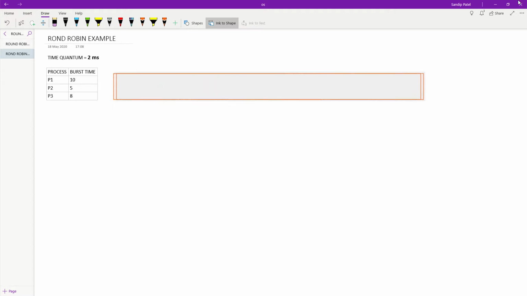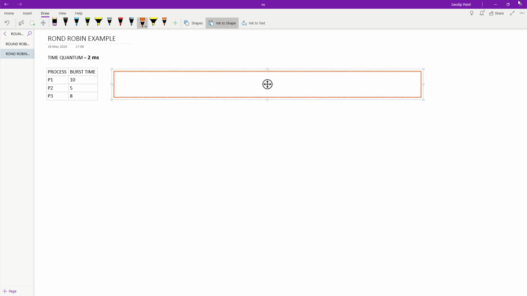So here we are assuming at 0 millisecond all the processes are available in the ready queue, right? P1, P2, P3. Now the time quantum which is allocated, a 2 millisecond time slice. Onto the Gantt chart we are writing 2 millisecond. Then next 2 plus 2, 4 millisecond, then next 2 plus 4 plus 2, 6 millisecond.